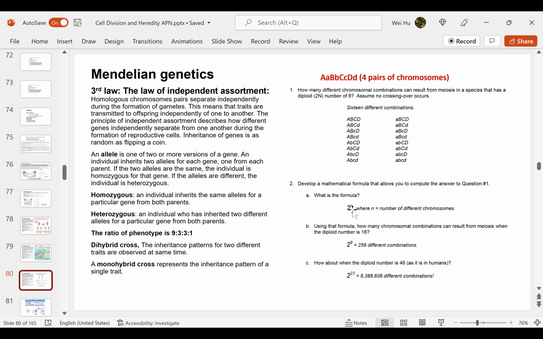The n is how many pairs. We already gave you an example of 2 pairs, and now an example of 4 pairs. If you have 23 pairs, then you do 2 to the power 23. This will give you that many different combinations. So nowadays biology is mathematics plus biology. Remember this one. Okay, good.